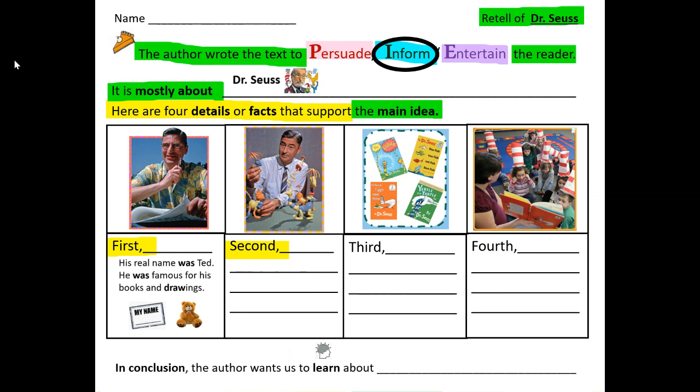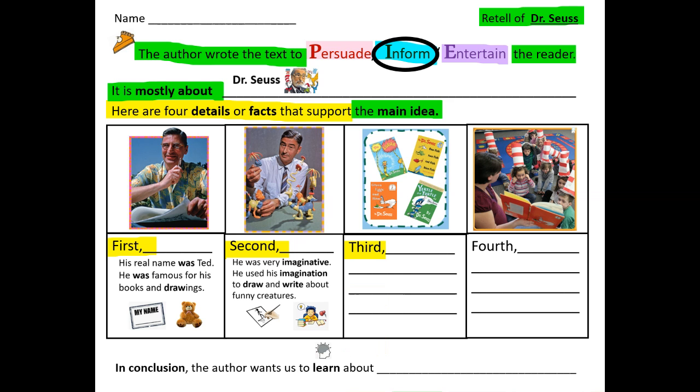Second, what did Dr. Seuss draw? Second, he drew... Well, second, he was very imaginative. He used his imagination to draw and write about funny creatures.